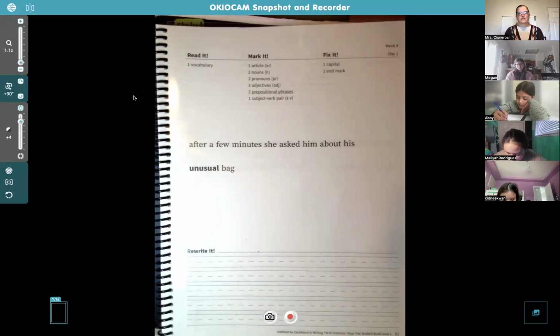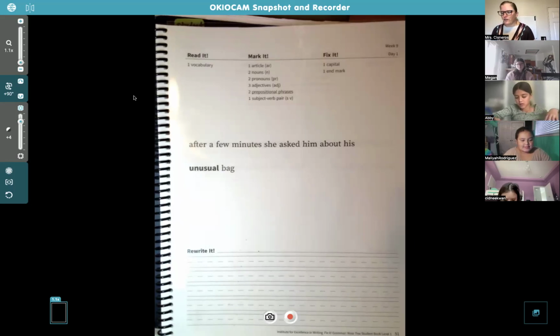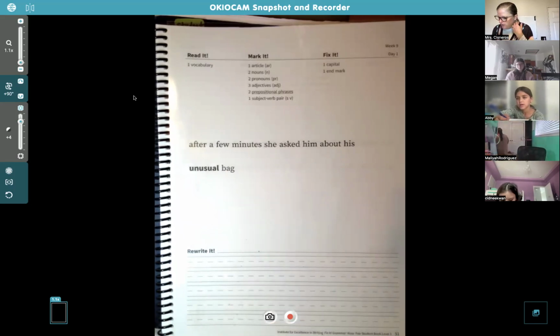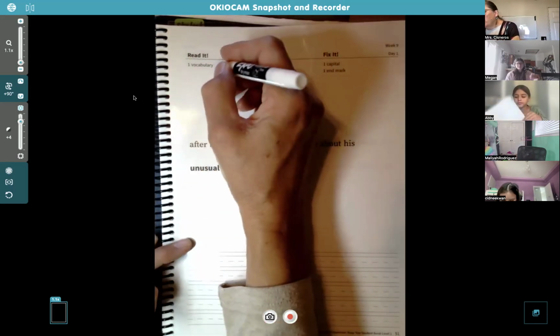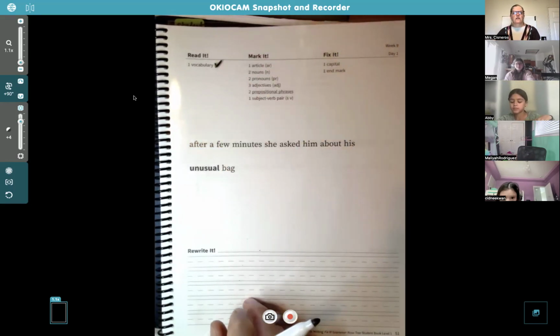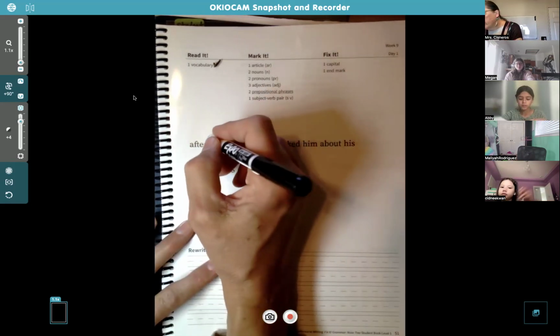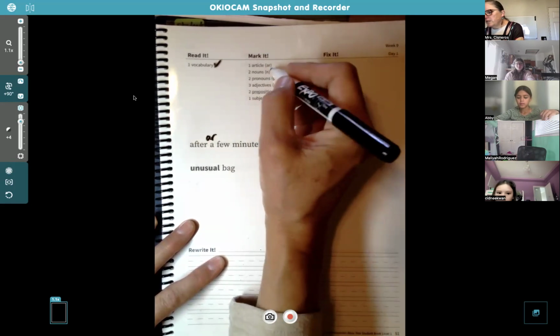That's a good idea. After a few minutes, she asked him about his unusual bag. Okay, good. Yeah, go get your pencil and we'll be right here. Unusual is the vocabulary word. It means not common or maybe sometimes interesting, but it's not usual. Like it's not a common bag. So unusual means it's not common. So go ahead and put a check by vocabulary word there. And then we only have one article. So go ahead and find that and label that. Check that.